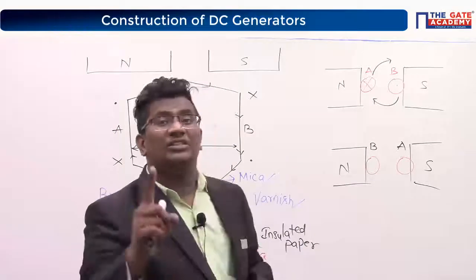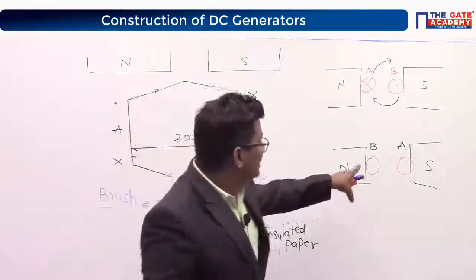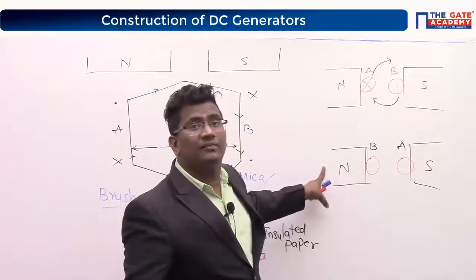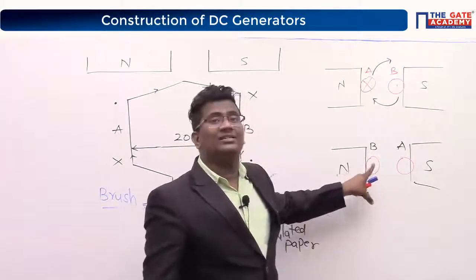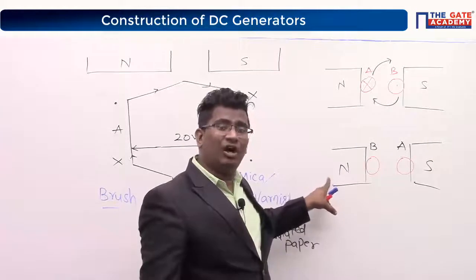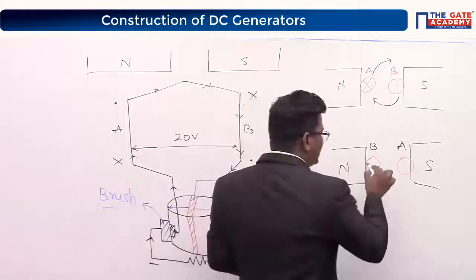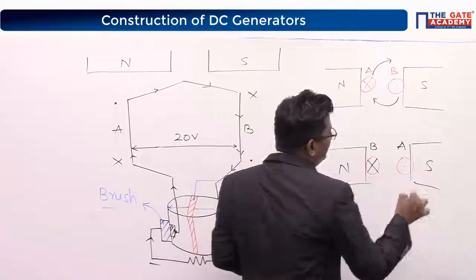B conductor, positive only. Why? Because this conductor is facing which pole effect? Positive pole effect or negative pole effect? This conductor is facing a positive pole effect, right? North pole is a positive effect or negative effect? We have seen, right? B is again cross, A is again dot.